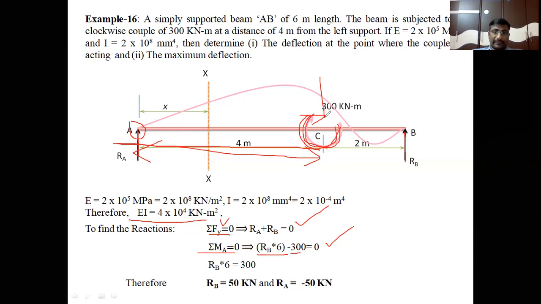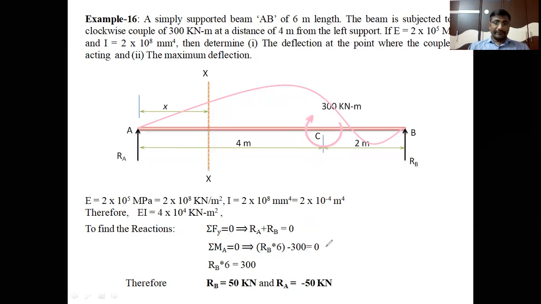If a force of 300 kilonewtons is acting at point C, you should multiply the distance. But it is not a force, it is a couple. That's why I'm not multiplying any distance with this 300. So I simply write 300, and the negative sign represents clockwise, that is equal to 0. Then we get RB into 6 equal to 300. RB is equal to 300 by 6. It is 50. RB is equal to 50 kilonewtons.